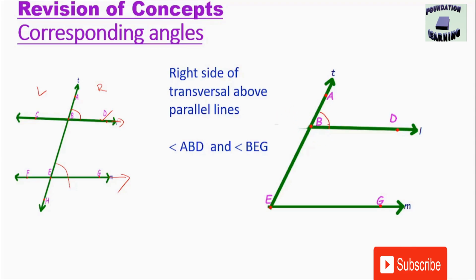So first one is ABD. This is the parallel line and the angle is formed above it. Next, M is a parallel line. The angle is formed here. When you're reading the angle, we'll start from this point. We'll say BEG. One angle is here and the other angle is ABD. ABD and BEG. These are the two corresponding angles on the right side and above the parallel lines.